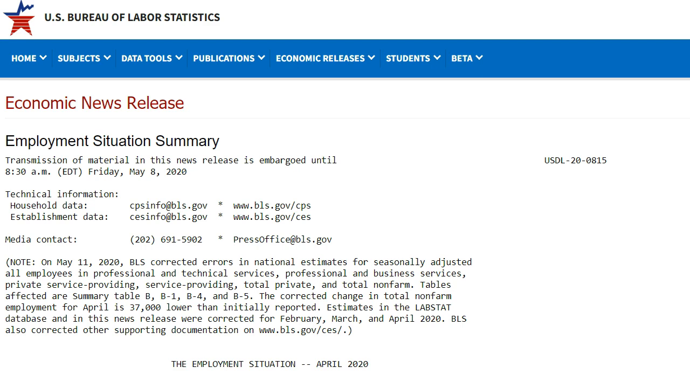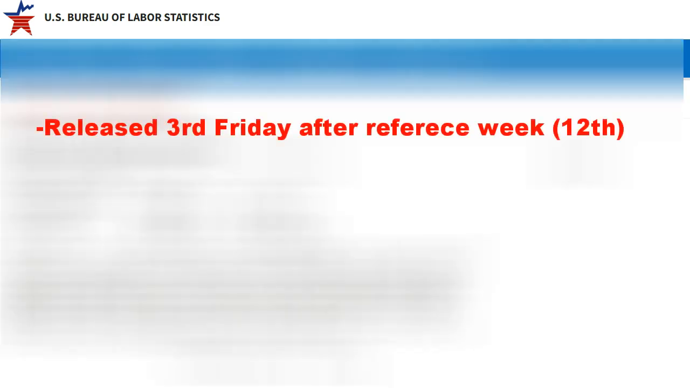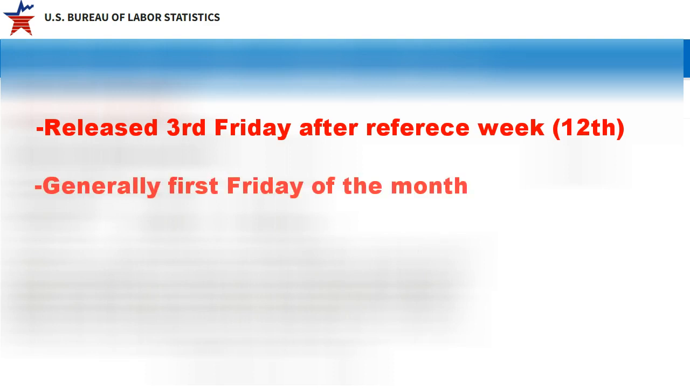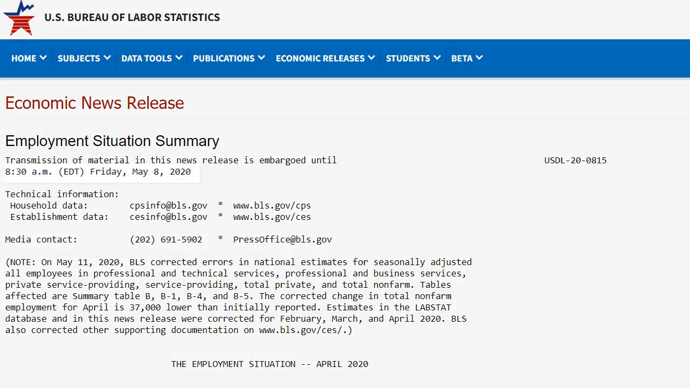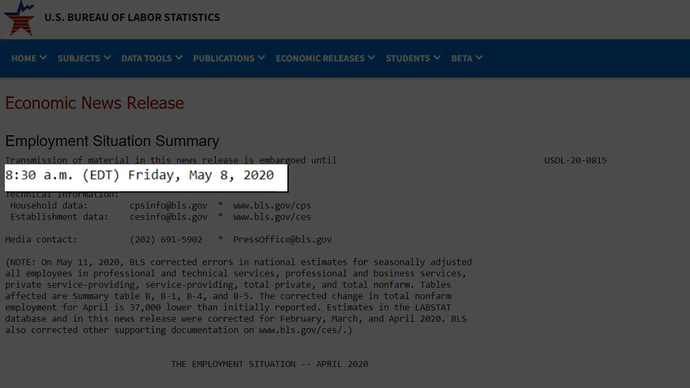Technically, it's released on the morning of the third Friday after the reference week, which is on the 12th of each month. But basically, it's the first Friday of each month, sometimes the second Friday if the Friday occurs on the first of the month. So for this month, since May 1st was on a Friday, it was released on May 8th.